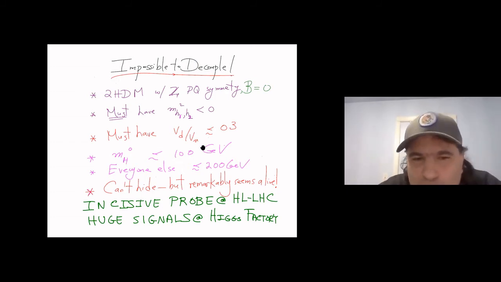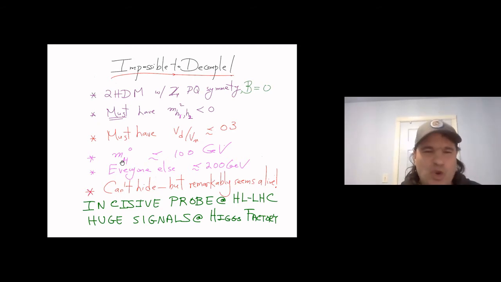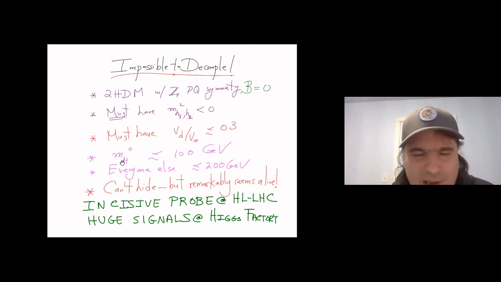And when you look in detail at what's alive in the parameter space, the second CP-even Higgs is always lighter than about 100 GeV. Everyone else is lighter than 200 GeV. So again, crucially tied into the structure of this idea is you cannot decouple anybody. You can't hide it. But it's remarkable that it still seems alive, that there's, I'd say, 15% of the parameter space of this model that is not yet dead, which is very surprising to me. And it will be incisively probed with the high-lumi LHC.